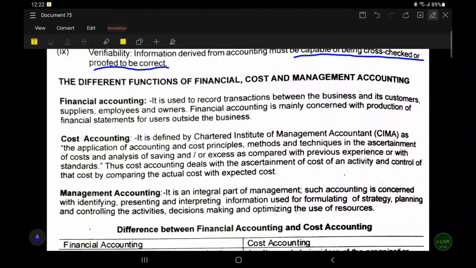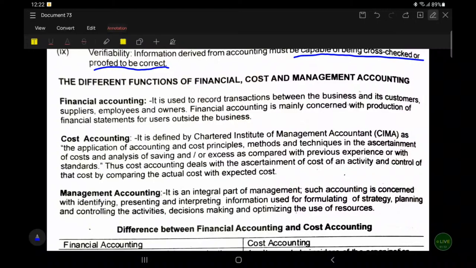So financial accounting, financial means finances, right? So financial is more like an adjective, qualifying the noun accounting. Is that okay? So with financial accounting, we are talking about recording of transactions that are quantified in monetary value. Is that okay? So all transactions that are quantified in monetary value are what we call financial accounting.